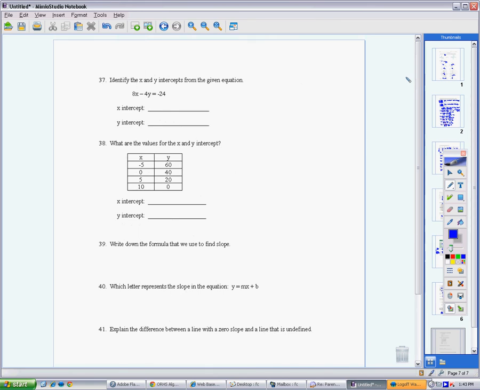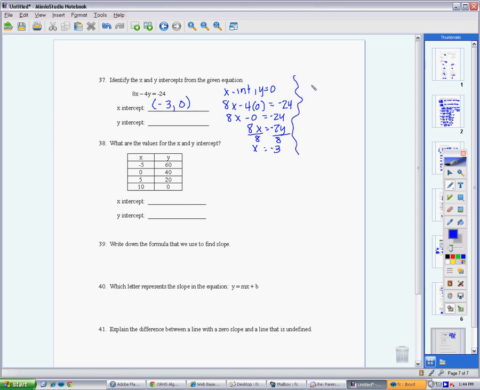Okay, 37, identify the x and y intercepts from the given values. Okay, again, for my x-intercept, my y is going to equal 0. So I'm going to get 8x minus 4y equals negative 24. So I get 8x minus 0 equals negative 24. 8x equals negative 24. Divide by 8. And x equals negative 3. So my x-intercept is at negative 3, 0.